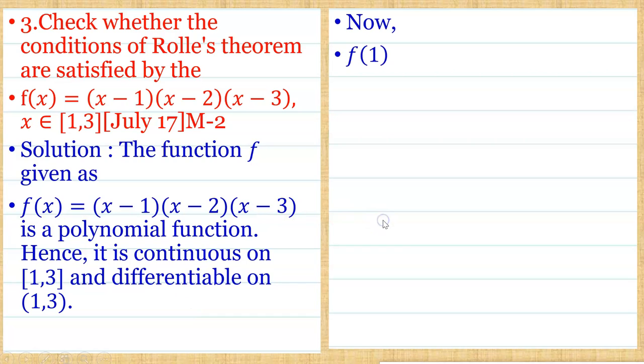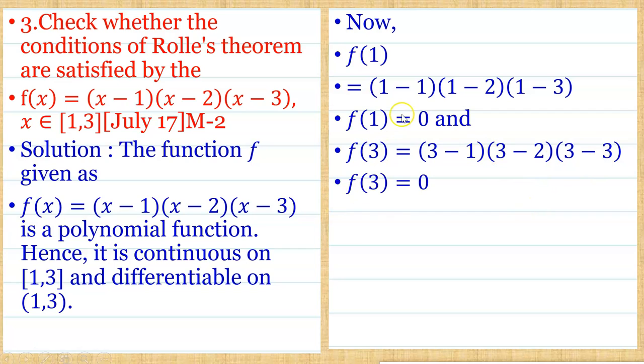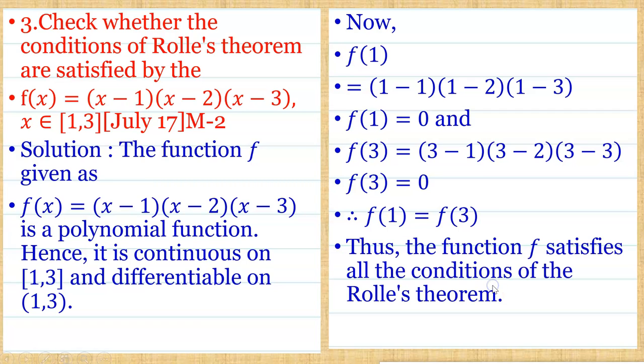Next, the values. f of 1: to find the value of f of 1, x is replaced by 1. 1 minus 1, 1 minus 2, 1 minus 3, and 1 minus 1 is 0, so the whole value becomes 0. Therefore f of 1 is 0 and for f of 3, again x is replaced by 3: 3 minus 3 is 0, 3 minus 1, 3 minus 2, 3 minus 3, overall f of 3 is also 0. Now, f of 1 is equals to f of 3. Thus the function f satisfies all the conditions of the Rolle's theorem.